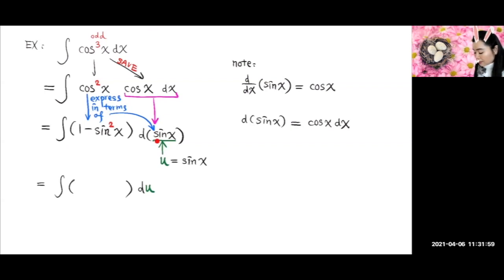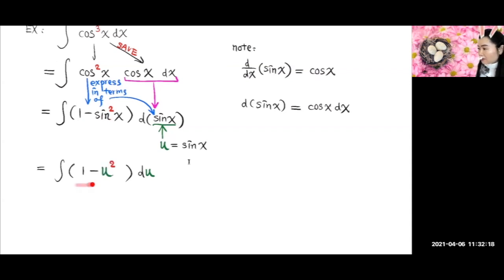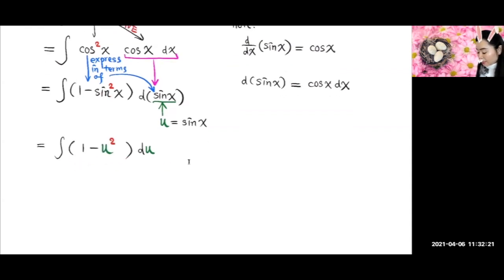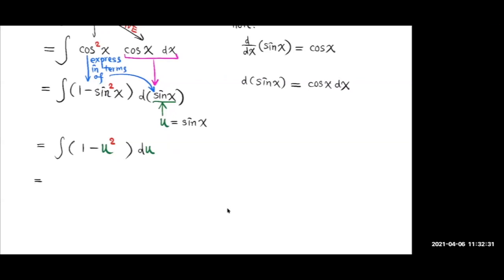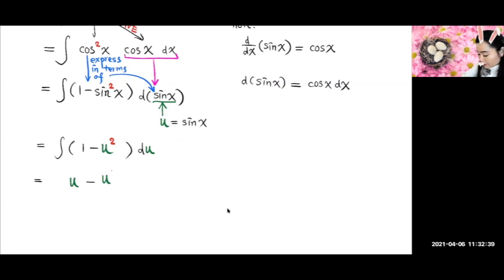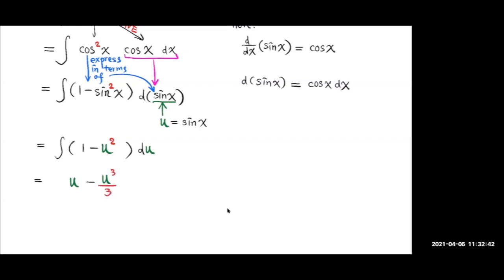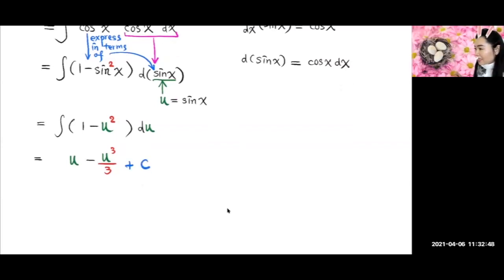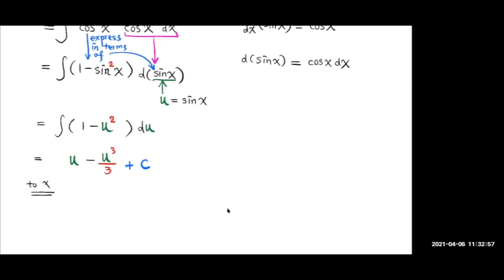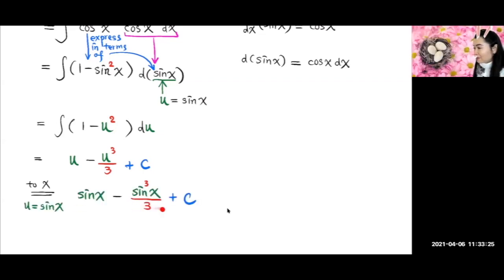So after that, we can regard the sine x here as u, okay? So this is du, and this becomes 1 minus u squared. So this is a simple integral, right? We know how to find the antiderivative of this. What's the antiderivative of this? u minus u to the third power over 3. Good job. And don't forget plus c. Now this is u, right? However, we want to return back to x. Substitute back. Sine x. And now we have completed the problem.